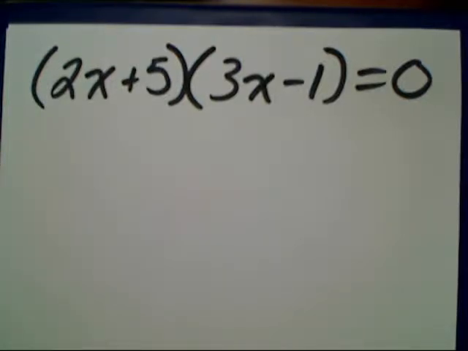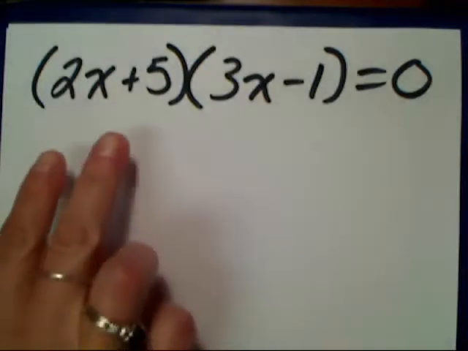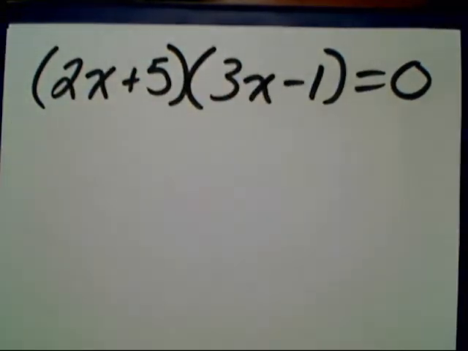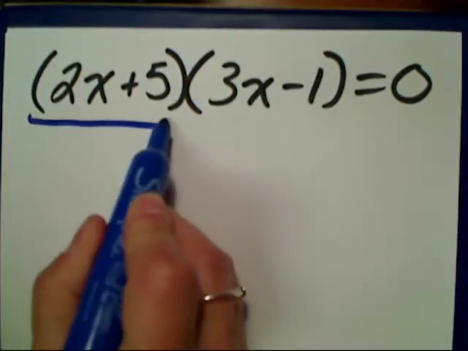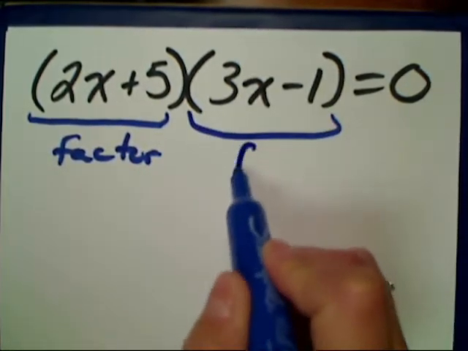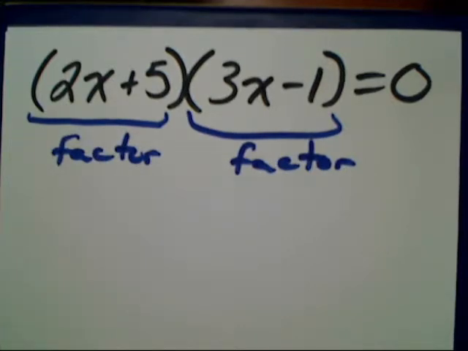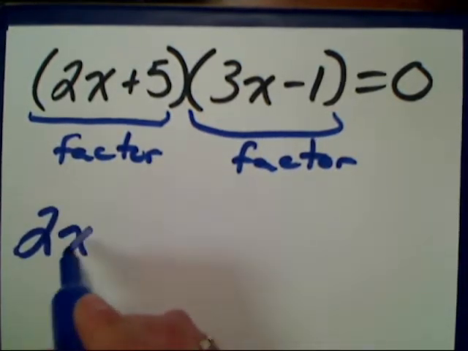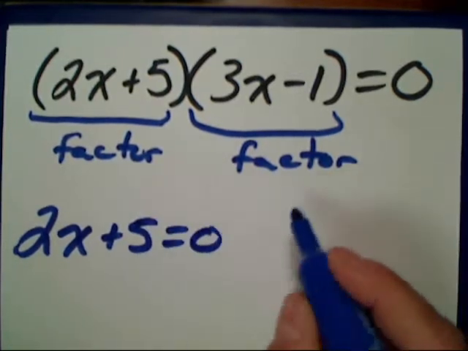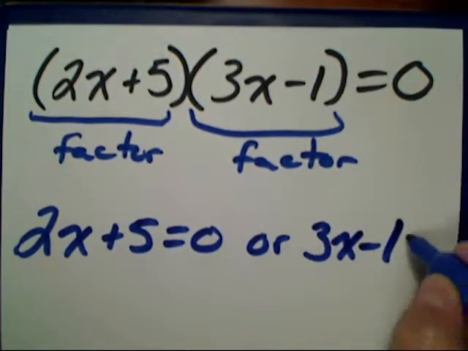Let's try another one. What if I had the quantity of 2x plus 5 times the quantity of 3x minus 1 is equal to 0? Because it's already equal to 0, I'm already in my property form, the zero product property, which states that either the a or the b has to be 0. So once I see that I have a quantity times another quantity equal to 0, I know that I can set the factors. Factors are the stuff being multiplied together. So this is a factor. This is a factor. I can set the factors separately equal to 0 and solve. That's the shortcut way of thinking about the zero product property. So 2x plus 5 would equal 0, or my 3x minus 1 would equal 0.